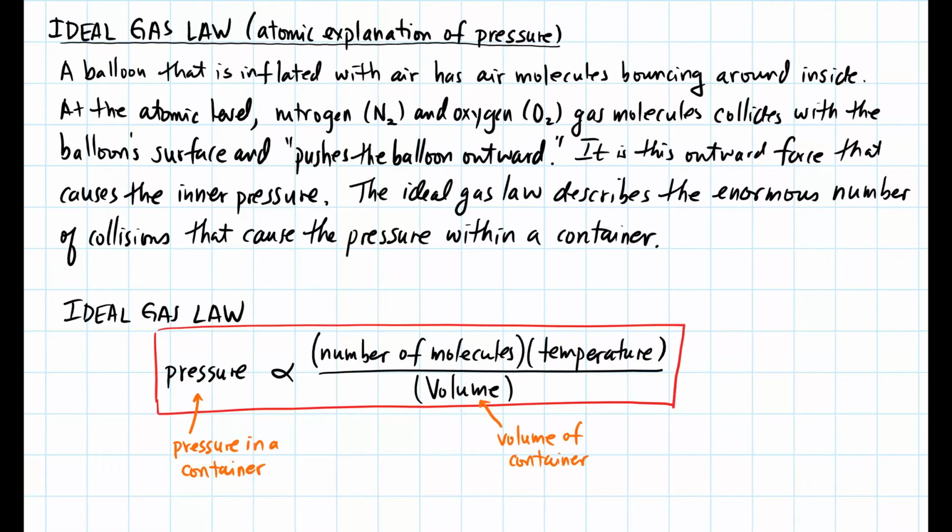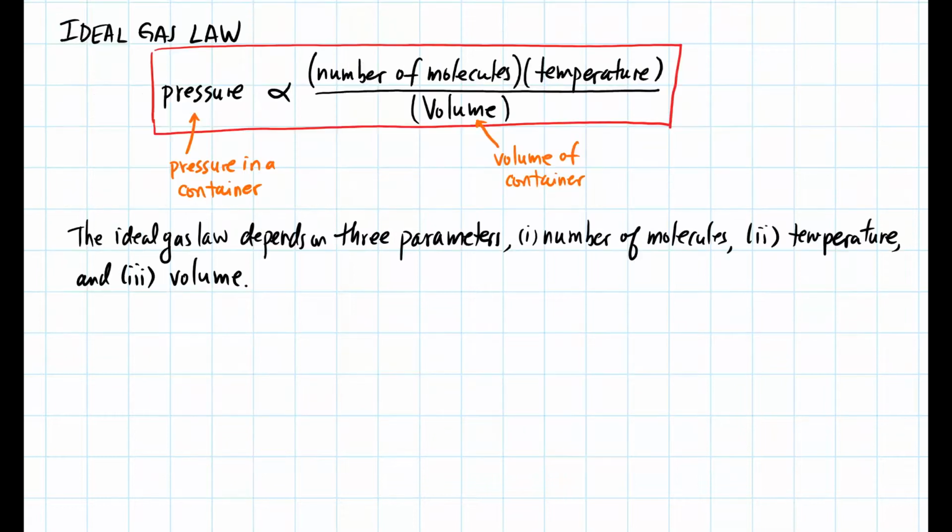Just to stress this point again, this pressure is the pressure in a container, and the volume here is the volume of the container. If we didn't have a container, then we couldn't have a pressure because all the gas molecules would escape. The ideal gas law depends on three parameters: the number of molecules, the temperature, and the volume.